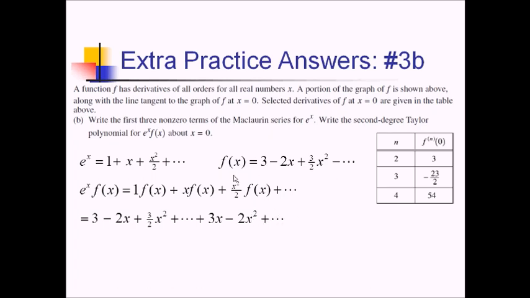Last but not least, we have x squared over 2 times 3, that's 3 halves x squared, and everything else I now multiply this x squared by in the f series is going to give me something higher than second power, so I'm going to stop there with that one as well.